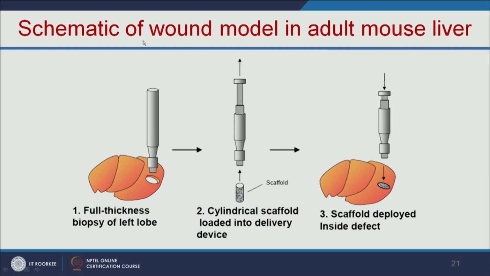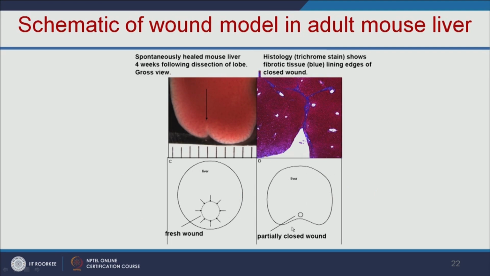So let us see another example. Here we can see a schematic of a wound model in adult mouse liver. Here they are making a wound on the adult mouse liver, and they are replacing it with the scaffold loaded with the liver cells, and it is healing the wound. You can see that without the scaffold there is no wound healing. With the scaffold it is closing the wound.